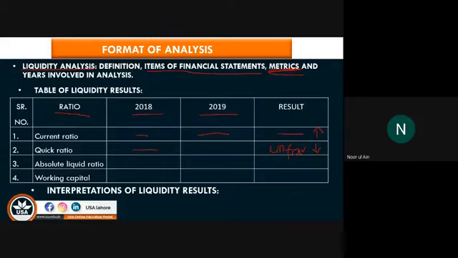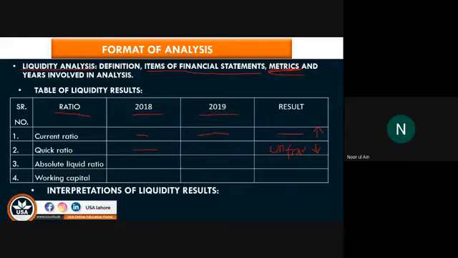You will calculate two years' values, and you will define your results as favorable or unfavorable. If the answer is increasing, it's favorable. If it's decreasing over a year, it's unfavorable. And this rule, that if the answer is increasing then it's favorable, and if the answer is decreasing it's unfavorable, is only applied right now on liquidity analysis.